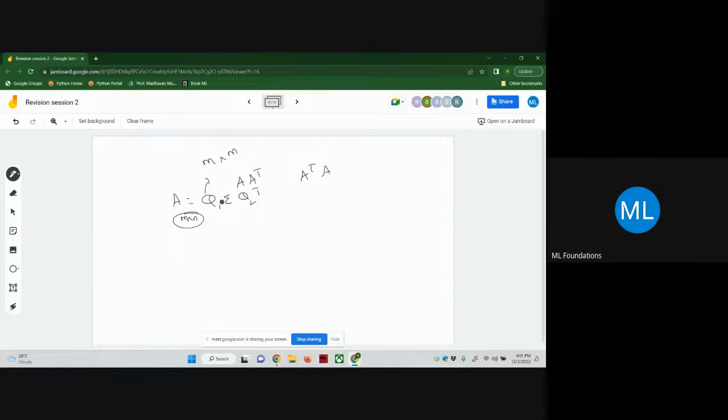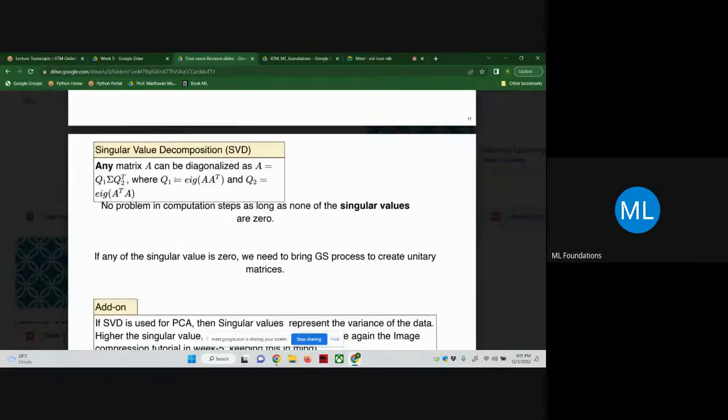And how do you get this M cross M? By doing A A transpose. And by doing A transpose A, you'll get N cross N. So basically Q1 will come from A A transpose, and then Q2 will come from A transpose A. Okay, got it, sir.